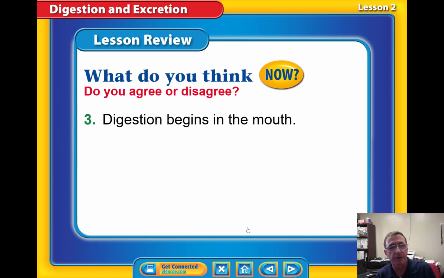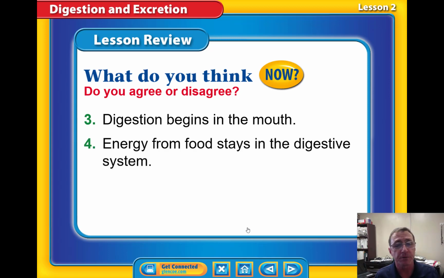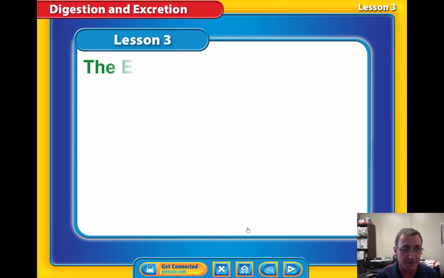All right, what do you think now? Do you agree or disagree? Digestion begins in the mouth. What do you think? Hopefully you're thinking yes, because it does. We talked about that a couple times. Energy from food stays in the digestive system. In other words, it doesn't release it or share it to other body systems. Hopefully you're disagreeing with that, because it's not true.